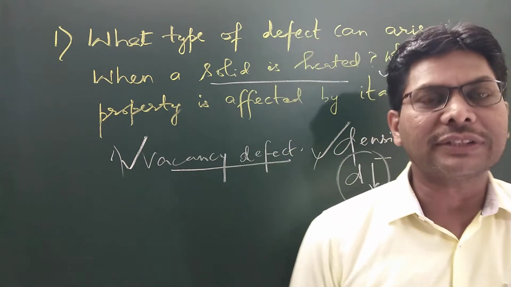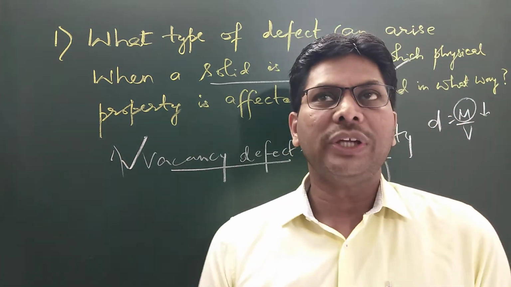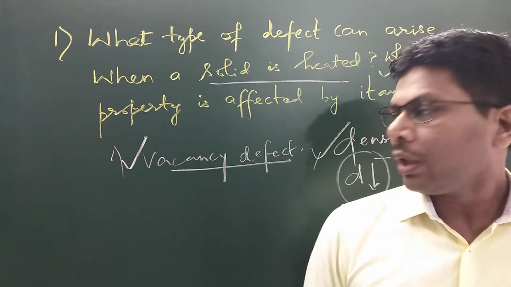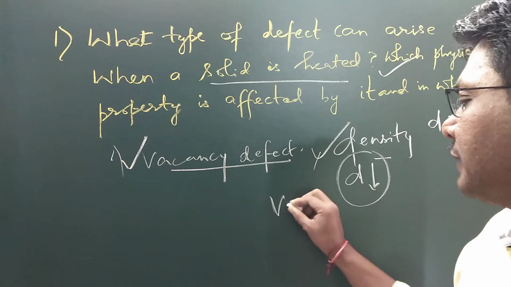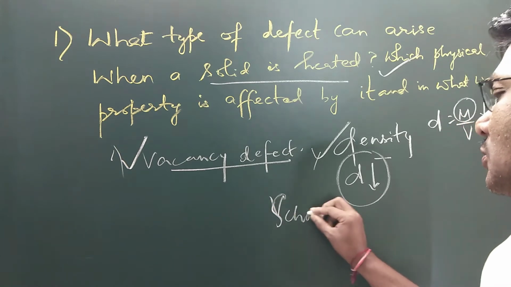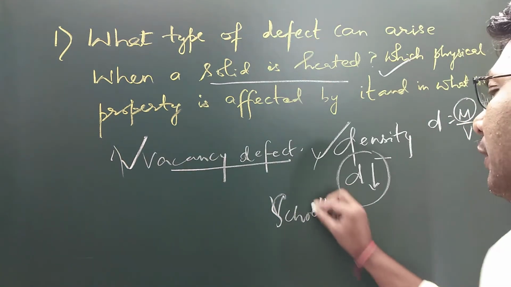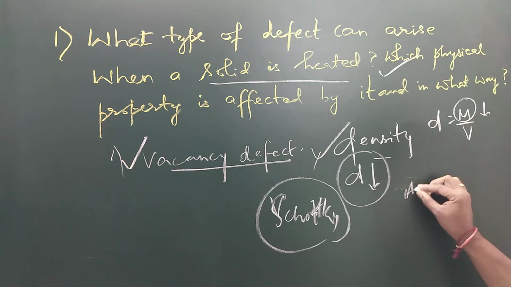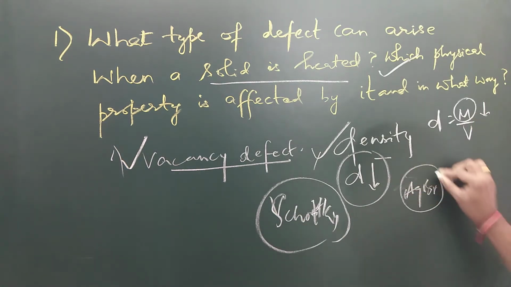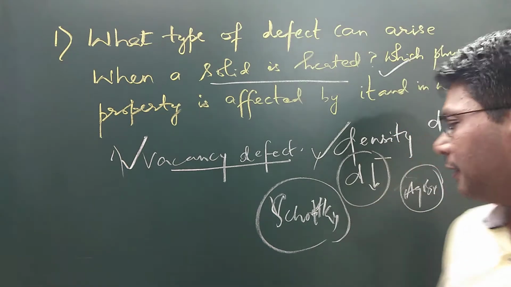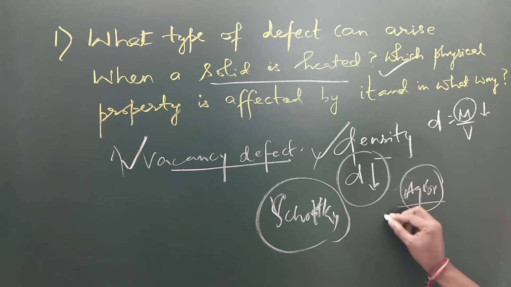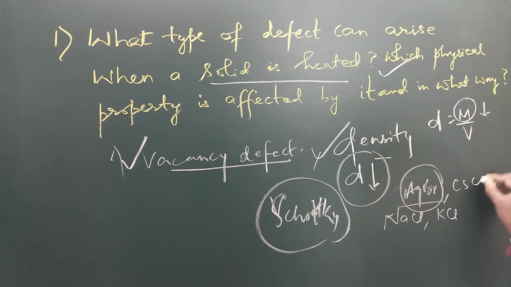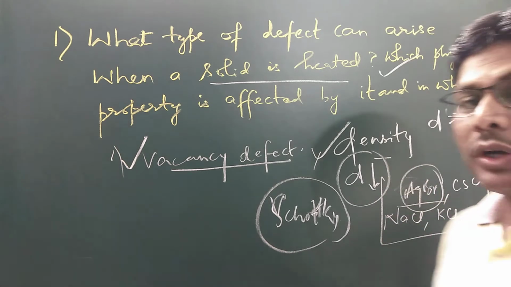These Schottky defects are shown by such ionic solids where the sizes of the cation and anion are almost identical. So vacancy defect example is Schottky defect. Schottky defect is shown by AgBr. Keep in mind that AgBr is a special compound because it shows both Schottky and Frenkel defect. Another, most common example is sodium chloride. Another is potassium chloride, cesium chloride. These are the compounds which show Schottky defect.